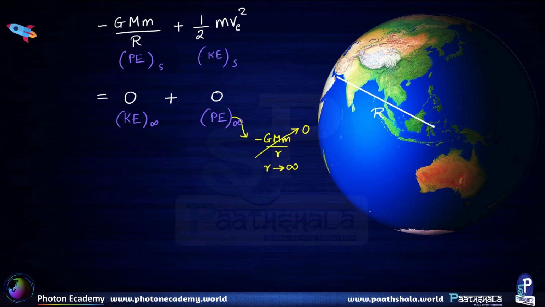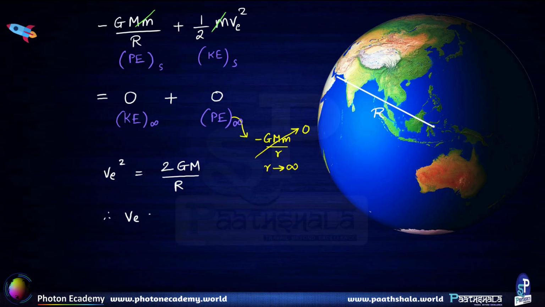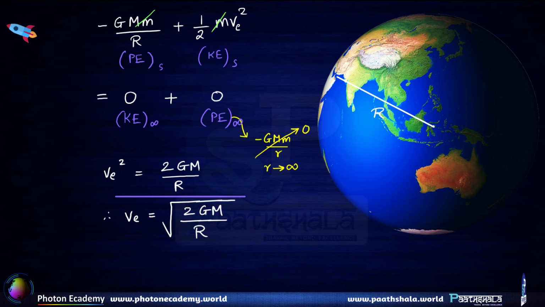So because of this particular expression, if we cancel out the mass m, then we can say v_e square is equal to 2GM upon r. Therefore v_e is going to be equal to the square root of 2GM upon r. So this is the expression for the escape velocity.